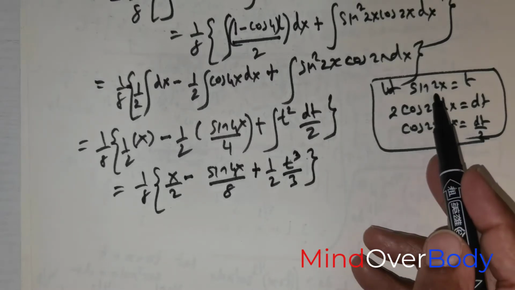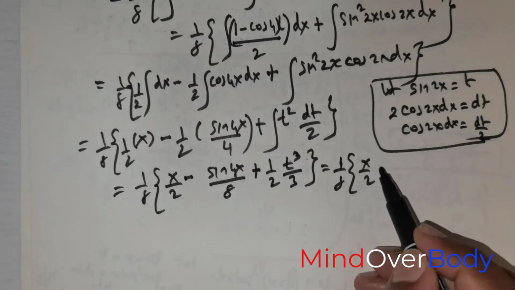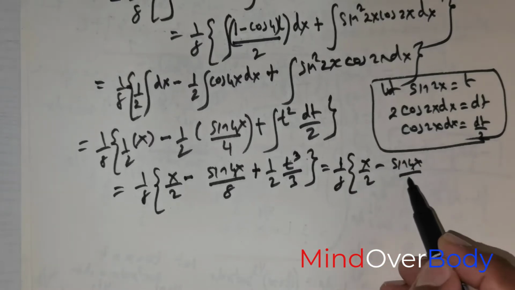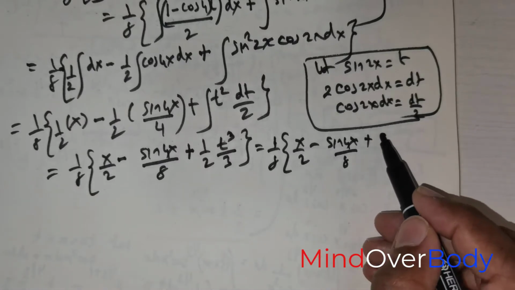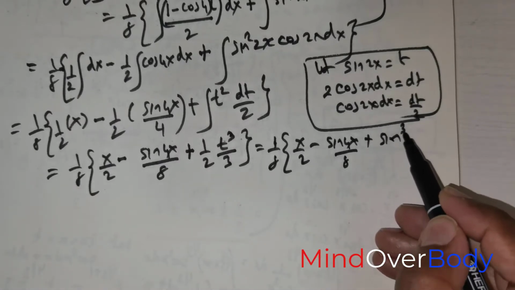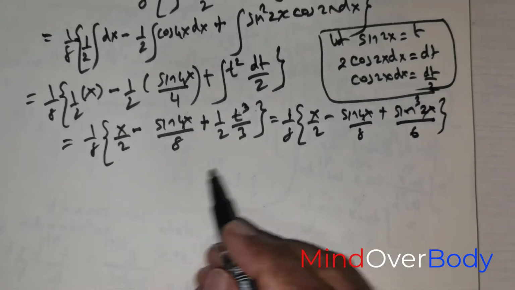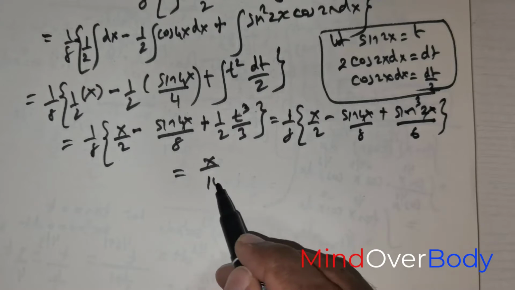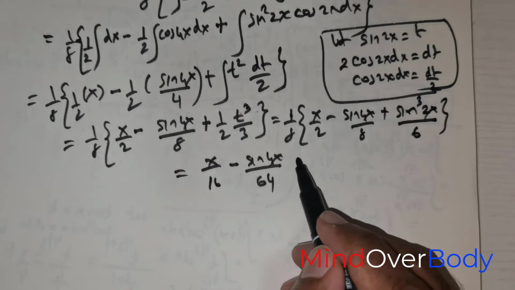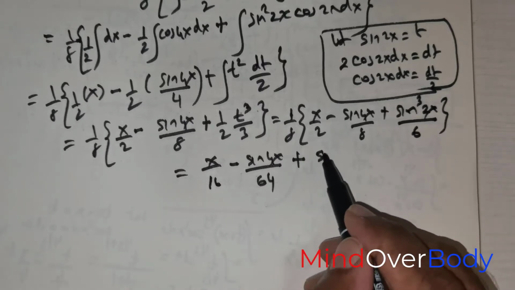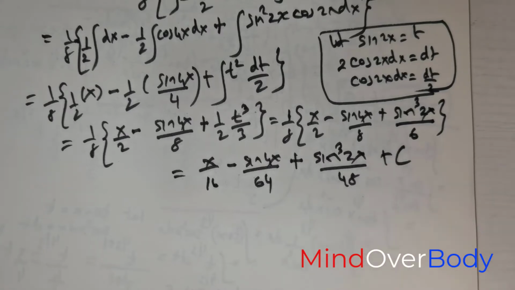So t is sine 2x, so that's going to be 1 over 8, x over 2 negative sine 4x over 8 positive, 3 times 2 is 6, this is going to be sine cubed 2x divided by 6. So now you can bring the 8 inside, so that's going to be x over 16 negative sine 4x over 64 positive sine cubed 2x over 48 positive arbitrary constant.